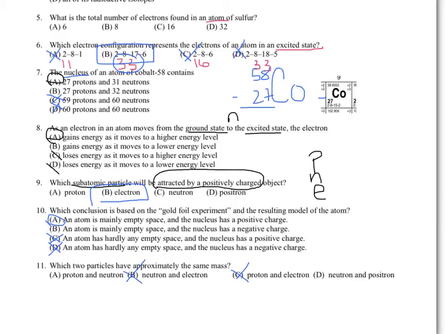Choice D has neutron and positron, while choice A has proton and neutron. We've not yet learned about the positron. We'll learn more about that in nuclear chemistry. It's basically a particle similar to an electron that has no mass but has a positive charge. It's a positive electron. So we can automatically also eliminate choice D. So choice A is our best choice.